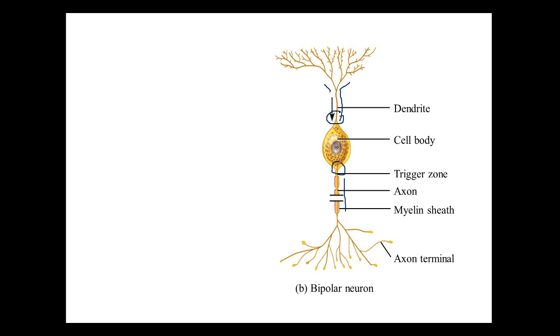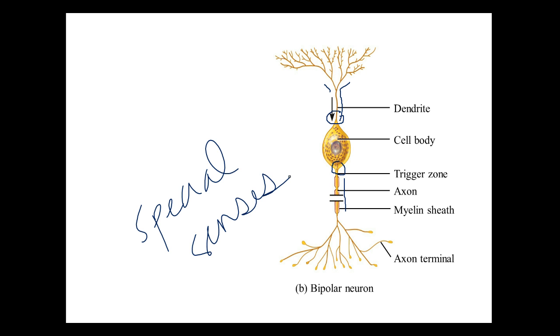Notice we still have the same parts. We have our cell body, our dendrites, our trigger zone, which is the hillock, our axon, we have our terminal, and our end bulbs. Bipolar neurons are unique because they're only found in special senses, such as your retina for vision, your olfactory neurons, your gustatory, your taste neurons, and then your auditory neurons. So we only find bipolar neurons in special senses: eyes, nose, ears, taste.